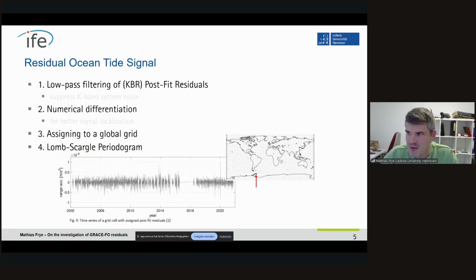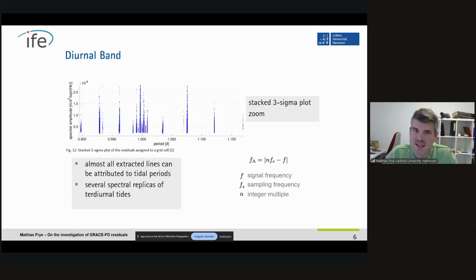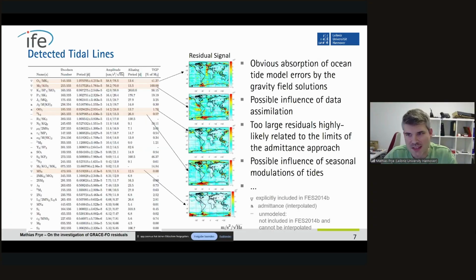A different approach was utilized by my colleague Ulrich Meyer. He assigned the long time series of GRACE and GRACE Follow-On K-band residuals to grid cells across the Earth and estimated periodograms of each grid cell. From that, he extracted some dominant peaks and could assign them to known ocean tide constituents. And this is what he had found.